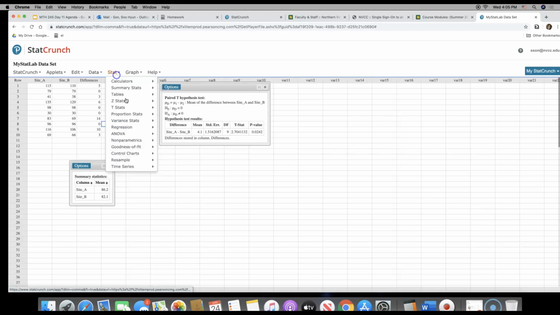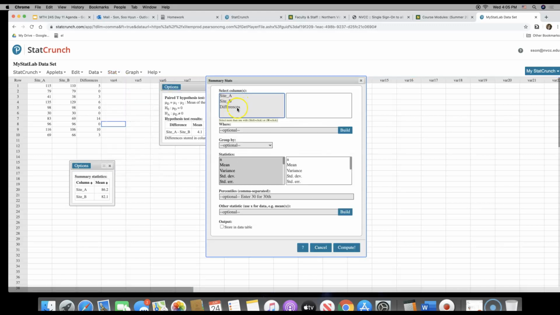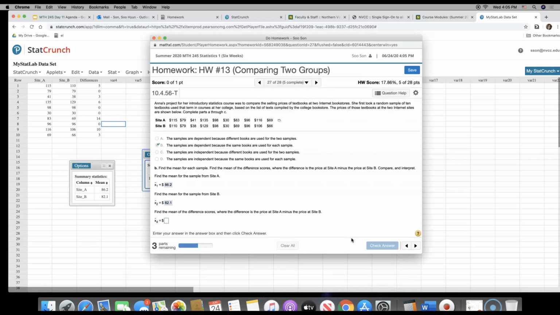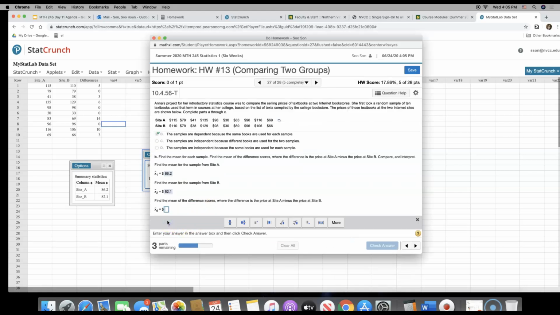So what they did was take the average of this difference column. I can do that real quick with the summary stat. What is the mean of this difference column? That's going to be 4.1. Now, you can do it this way and you can do it that way, but I'm going to show you something cool. If I go back to my homework page, the average difference, or what they call the mean of the difference score, is 4.1.